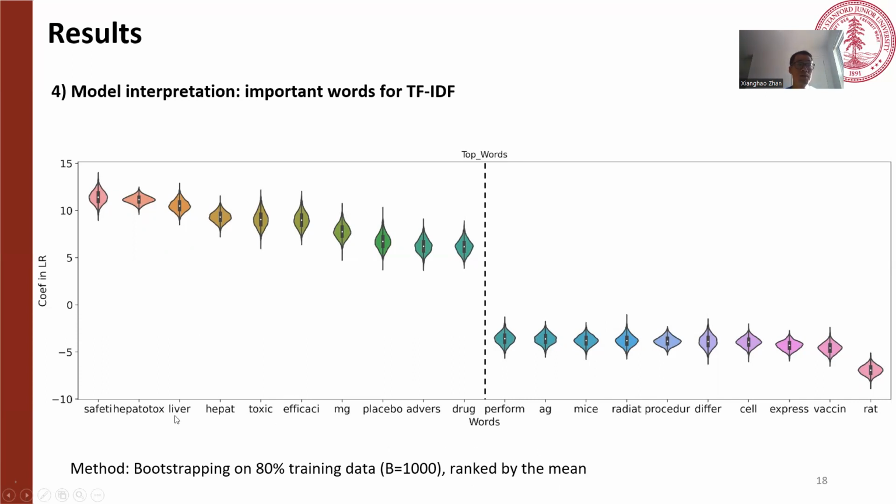You could see that on the positive side, the top 10 words include the words such as safety, hepatotox, liver, hepatotoxic, efficacy, and placebo, for instance. I think these words are really making sense because they are very much related to the drug-induced liver injury researchers, such as there are some word stems such as hepatotox, hepat, and liver. And on the other end of these important word analysis, there comes the words such as rat, vaccine, express, cell, differ, procedure, radiate. And these seem to be the word stems that are not related to drug-induced liver injury, but more related to other fields of biomedical researches.